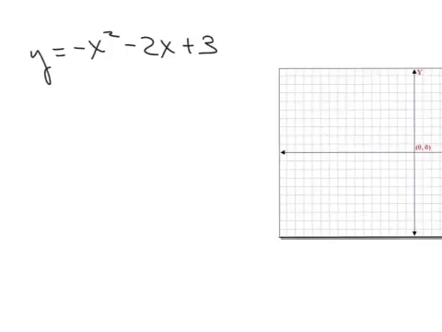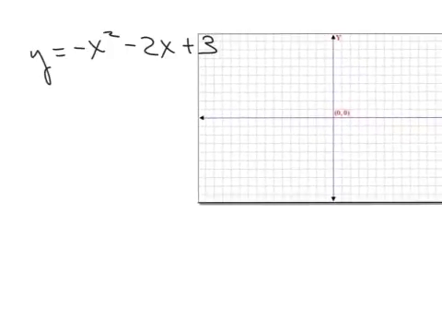Okay, let's look at example number 2, and we have y equals negative x squared minus 2x plus 3. Alright, so if we look back at the bottom of page 633, it tells us the y-intercept, where this graph crosses the y-axis, will be at this number there. So let's go ahead and put that up there. There's the y-intercept. That's where it crosses the y-axis.